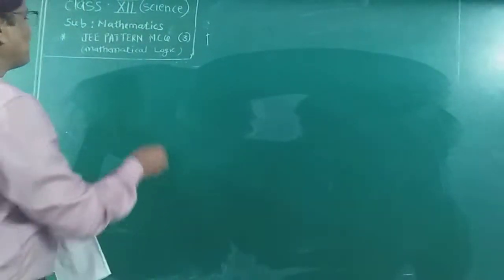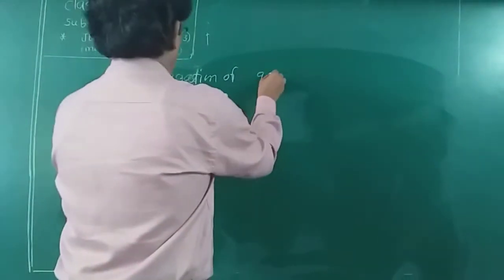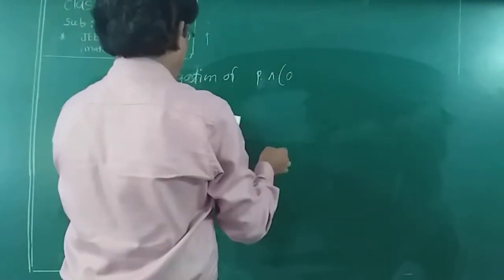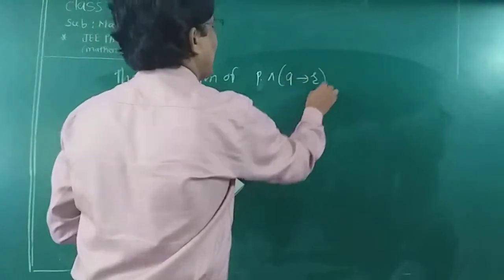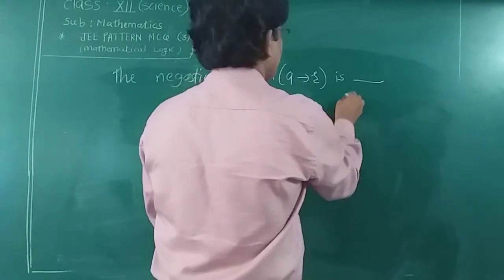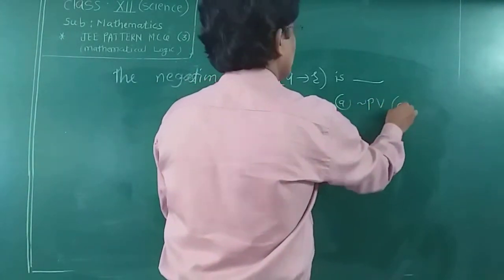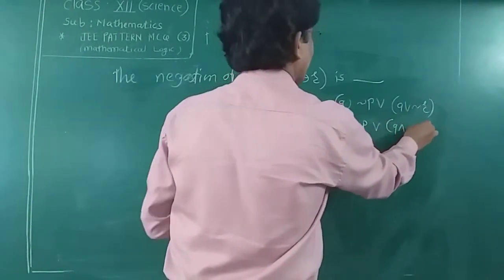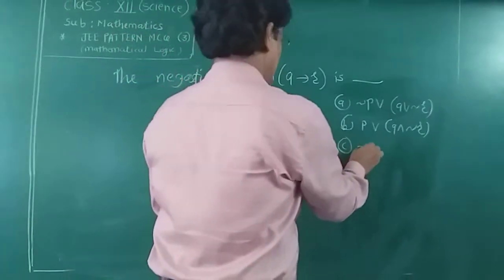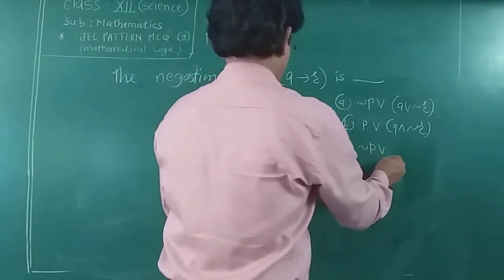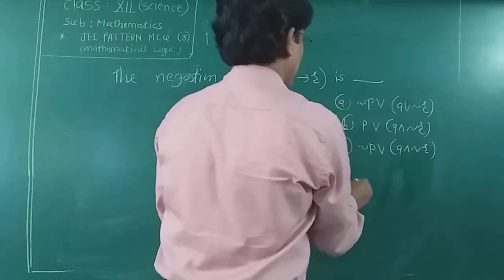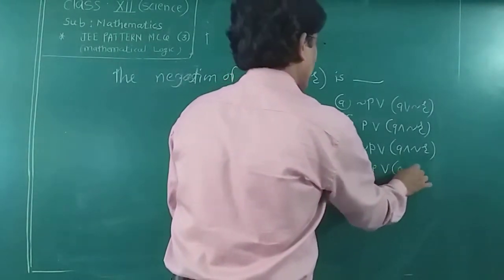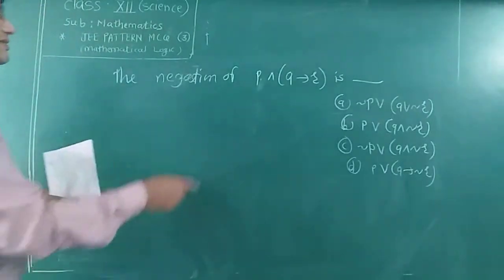Let's see one more example. The negation of Q and with P and with Q implies with R. Options are: first, negation P or with Q or with negation R. Second option, P or with Q and with negation R. Third option, negation P or with Q and with negation R. And option number D, P or with Q implies with negation R. So we have to find the same again.